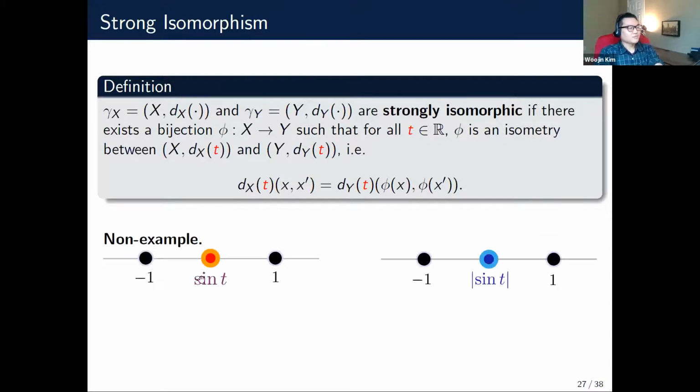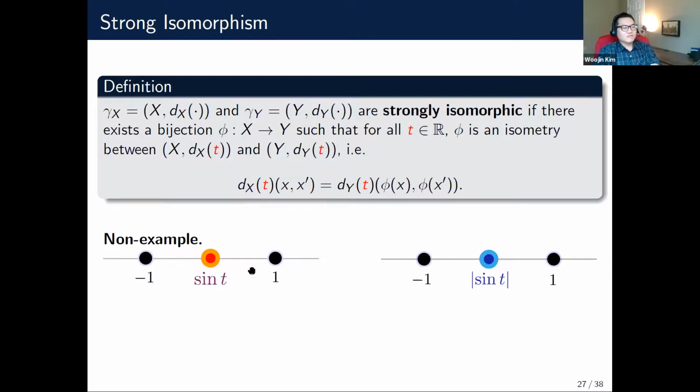So here is an example. Whatever bijection you choose from one underlying set to the other, both of them consisting of 3 points, you can see that it does not serve as an isometry for all time. It can serve as an isometry for certain times, but it fails to be an isometry for all time.